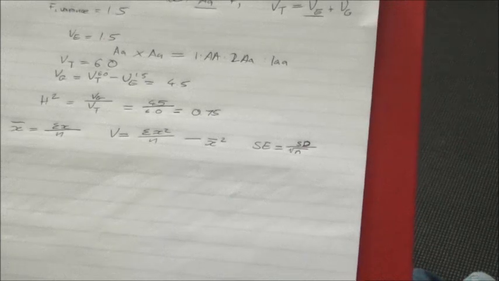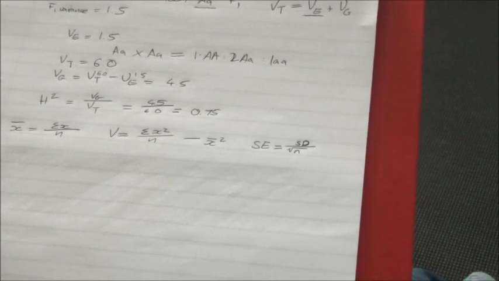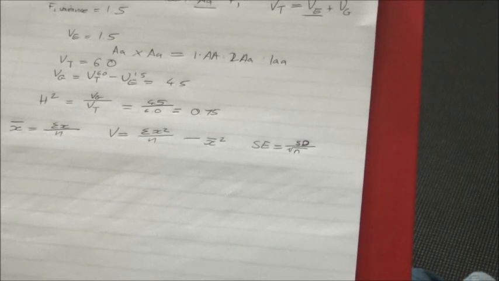Okay, for question 3, it just asks to list some human traits which could be controlled by a polygenic mode of inheritance. I'm not going to go through that because that's in your notes. So, question 4.